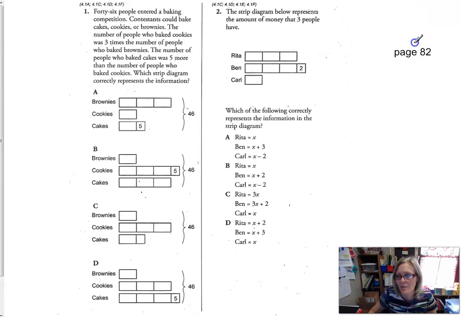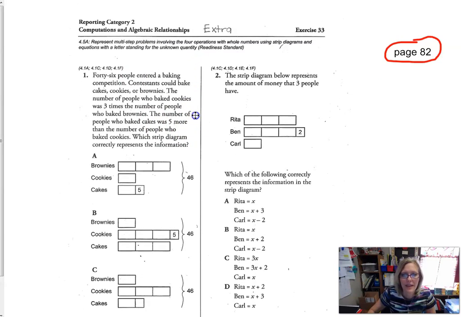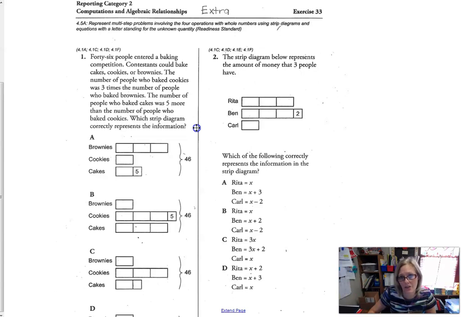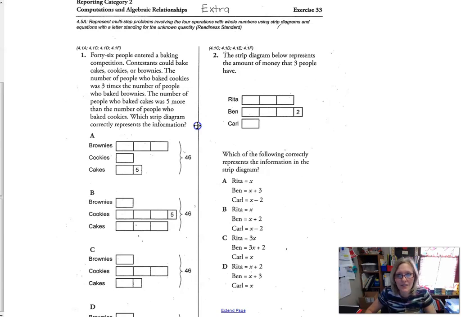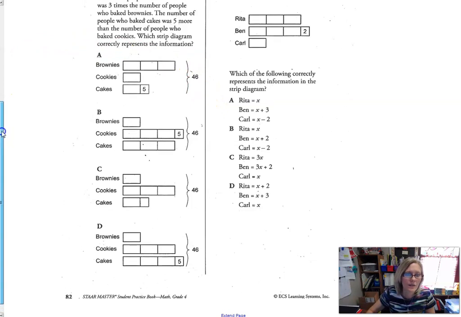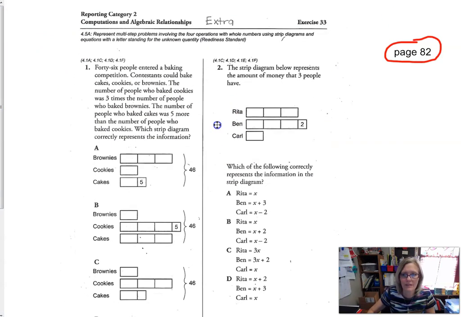All right, so on page 82, this is a page that is in the back of your packet. Actually, at the top of this page, it's also going to say extra on it. If you look, you'll be going through the hundreds, and then the pages will get a little smaller. Anyway, you have a page 82 in your packet. So what I'd like for you to do is flip back to the back of your packet and find your page 82.